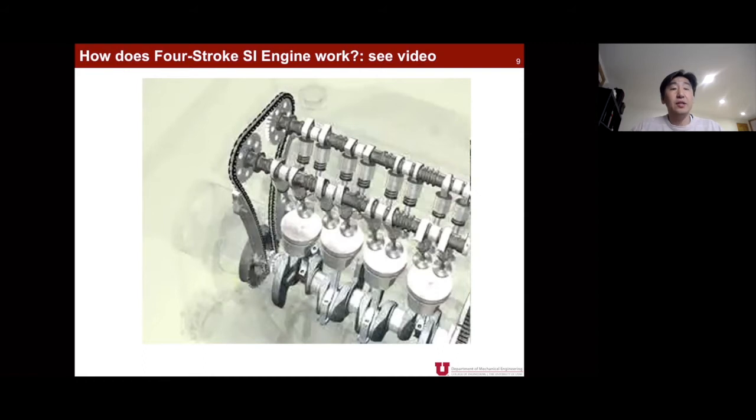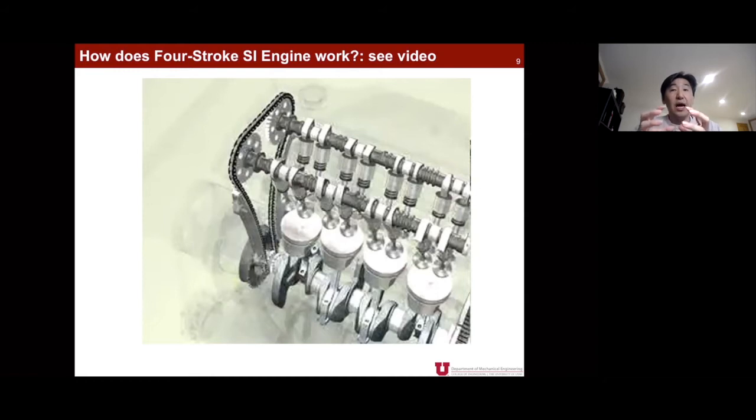That shows how the four-stroke SI engine works. That is quite fun. So please enjoy this video and come back to my lecture video. Now, have you enjoyed this video?